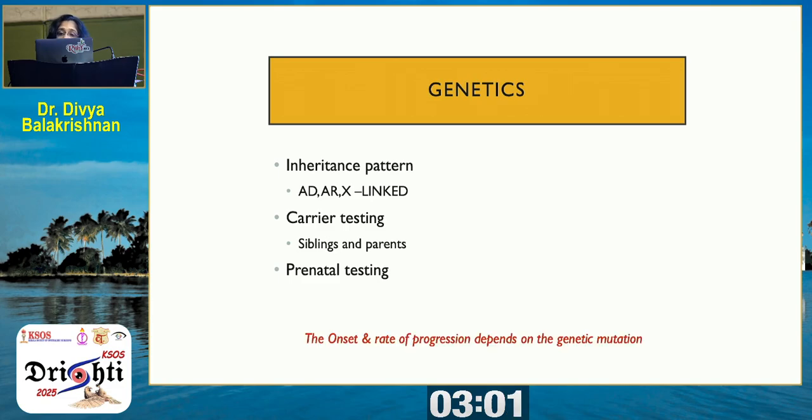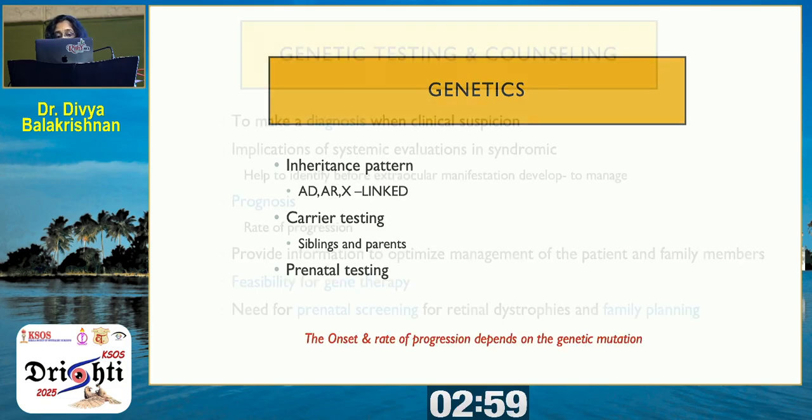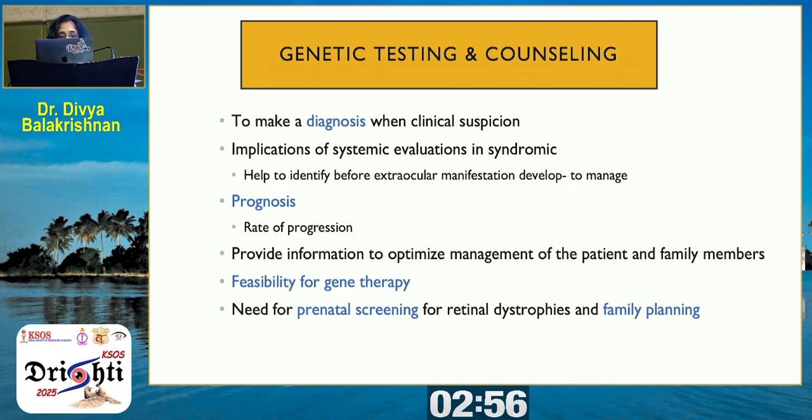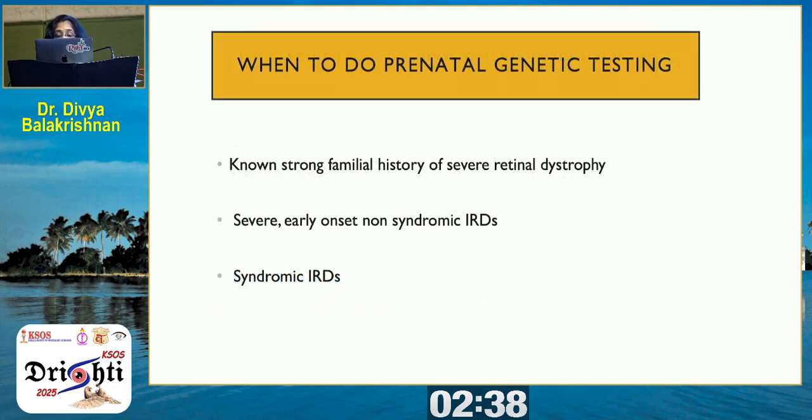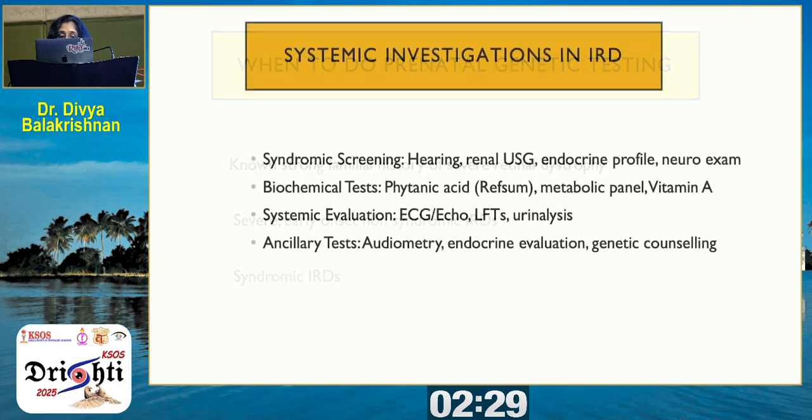And in some diseases you want to know the prenatal screening also. So as I mentioned, it helps in diagnosis. The details will be covered in subsequent talks. It also helps to know whether the systemic involvement is there, and we need to send the patient for any systemic evaluation. And also prognosis, the rate of progression, and then the feasibility for gene therapy and prenatal screening. So when do you ask for a prenatal screening? When there is a strong familial history of a very severe retinal dystrophy, or the dystrophy is severe and early onset, in cases of syndromic association.